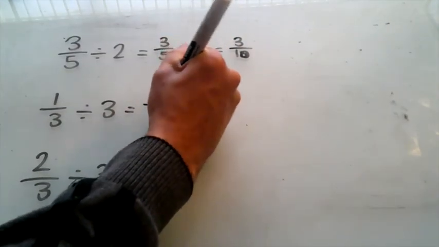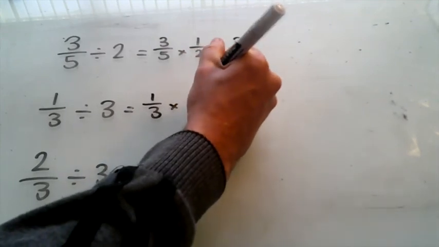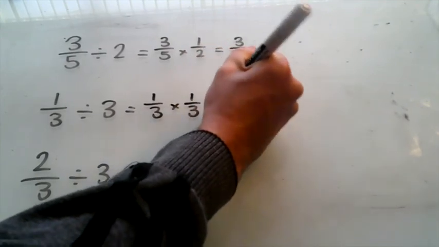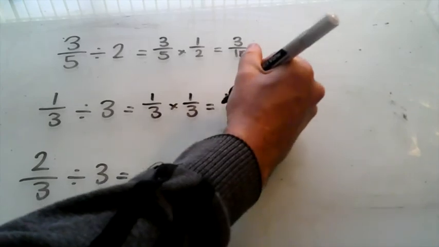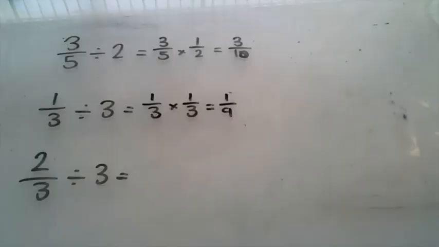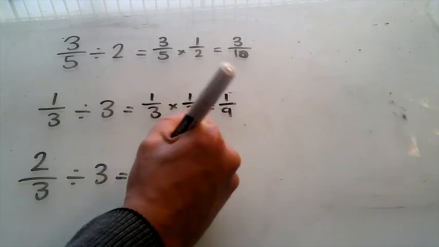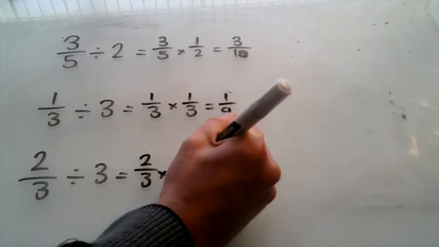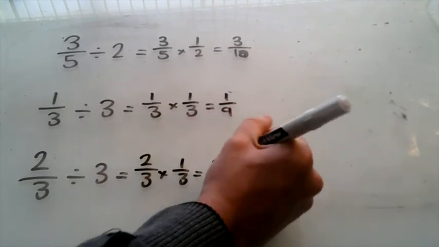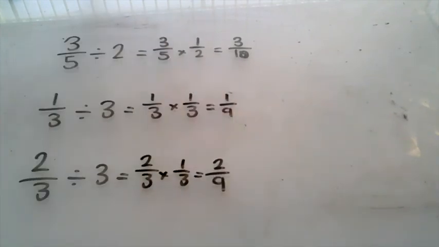We've got 1/3 times 1/3, which will give us 1/9. Can we simplify that one? No, we can't. Let's have a look at the final one. So that would actually be 2/3 times 1/3, which will give us 2/9. Again, can we simplify that one? No, we can't, because there isn't a common factor between 2 and 9.